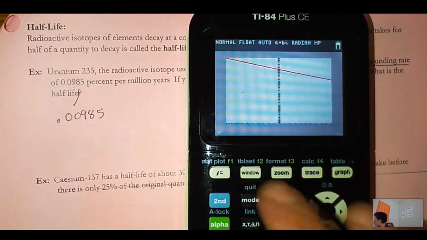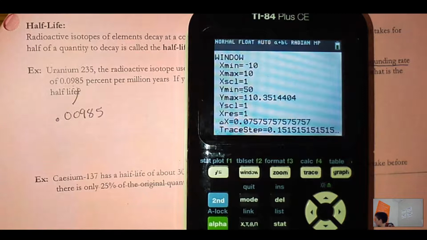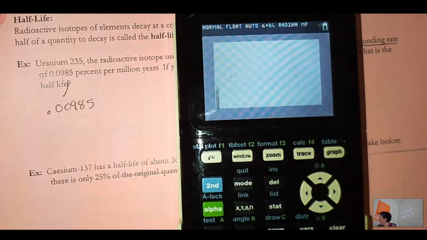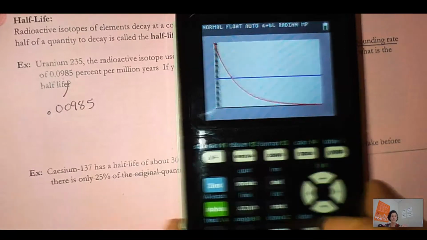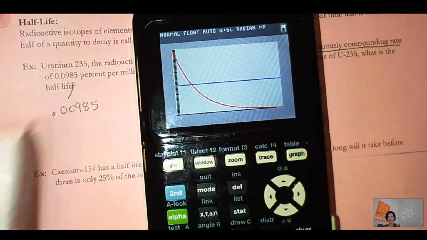So going more to the right, I'm going to try, gosh, I don't even know. It's going to take a long time. So let's put 500 in. And then I actually want to go a little bit lower. So I'm just going to put 0, and let's see what happens. Oh, there we go. So how long is it going to take to get from 100 to 50? Now realize 100 grams, that's still not a lot. In a nuclear power plant, there would be a lot more, and it would take a lot longer for it to reach its half-life when it's decaying at such a slow rate.